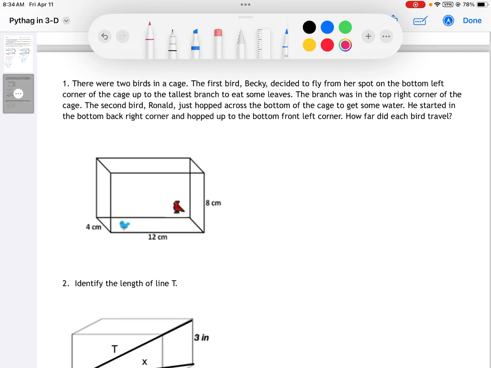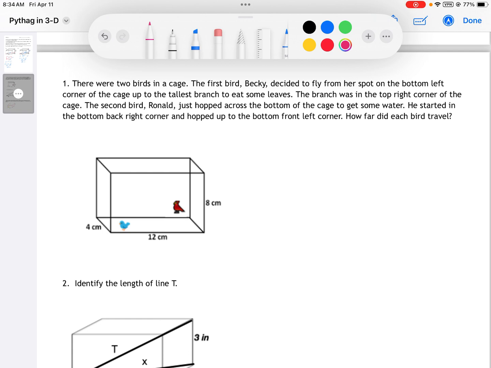Okay, and then for the back side, our first problem says there were 2 birds in a cage. The first bird, Becky, decided to fly from her spot on the bottom left corner of the cage to the tallest branch to eat some leaves. The branch was in the top right corner of the cage. The second bird, Ronald, just hopped across the bottom of the cage to get some water. He started in the bottom right back corner and hopped up to the bottom front left corner. How far did each bird travel?